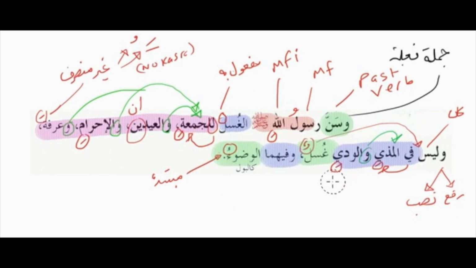Again, so we have an اسم. This is all related, and then this is all related. So that's the grammar behind this. So now let's look at the lessons that we can learn from this text.